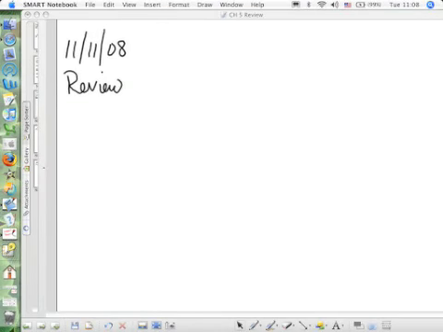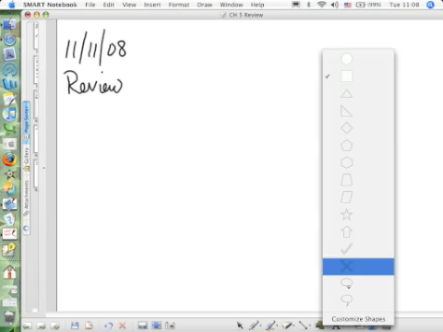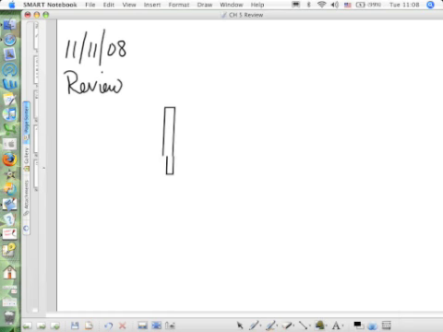The first thing that we talked about in Chapter 5 were parallelograms. So when you see a picture of a parallelogram, you need to be able to identify all the properties and all the things that you know about them.